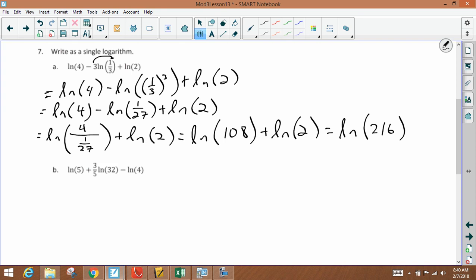That's it, you're done. If it says write as a single logarithm, and you have it as a single logarithm, then you have done exactly what they asked.